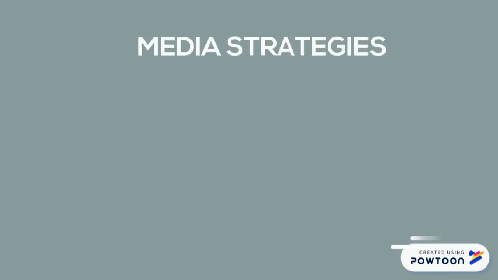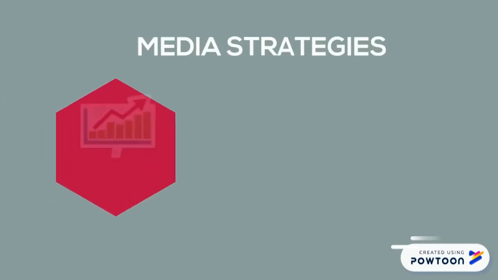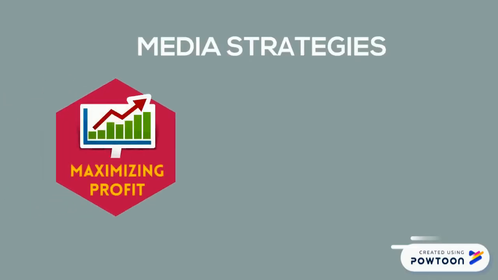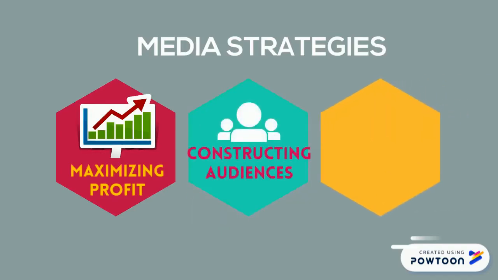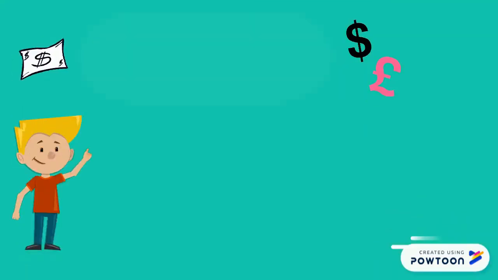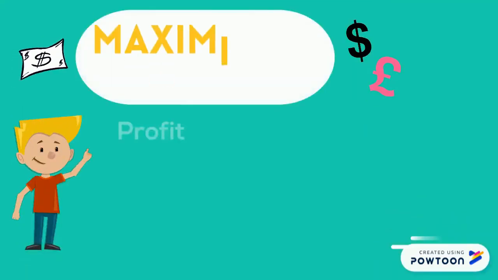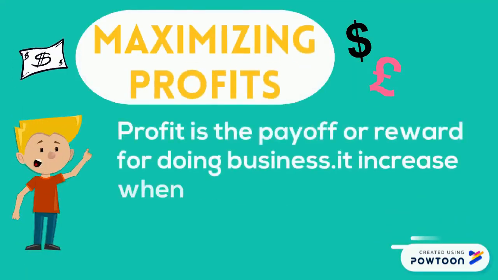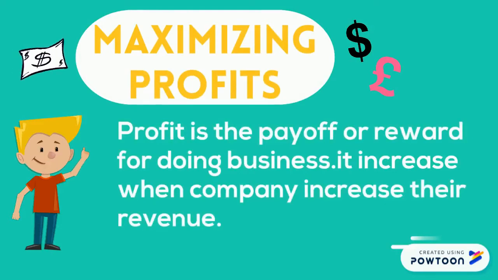So basically there are 3 points under media strategies, which are maximizing profits, constructing audiences, and reducing risk. First is maximizing profits. The meaning of profits is the payoff of rewards for doing business. It increases when company increase their revenue.